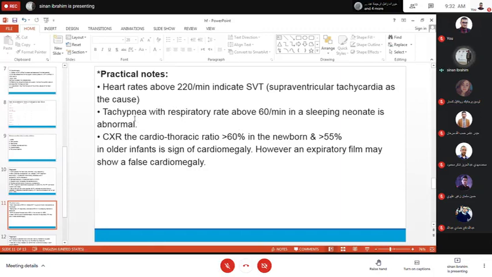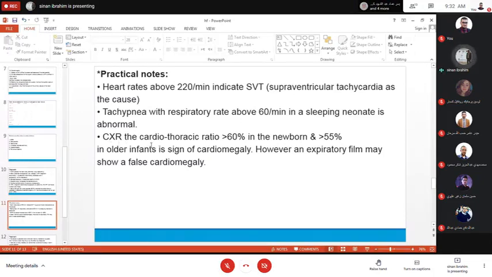The patient is usually considered tachypneic if the respiratory rate is more than 60 in the neonatal period, while if it is above 50, we consider him tachypneic if the patient's age is between 1 month and 12 months during infancy, while above 1 year of age, if the respiratory rate is more than 40, we consider him tachypneic.